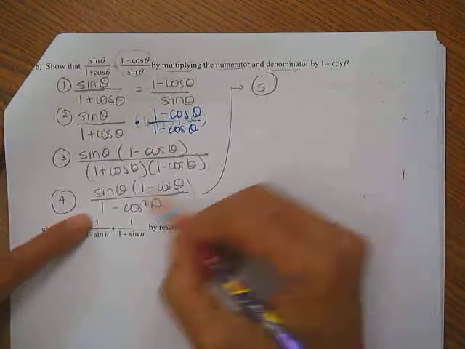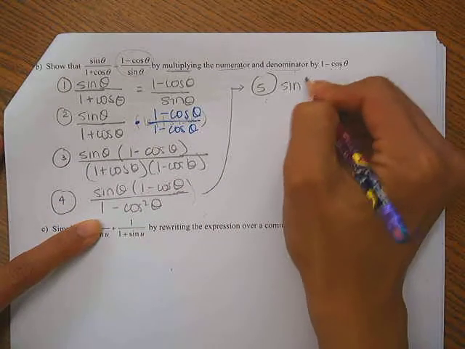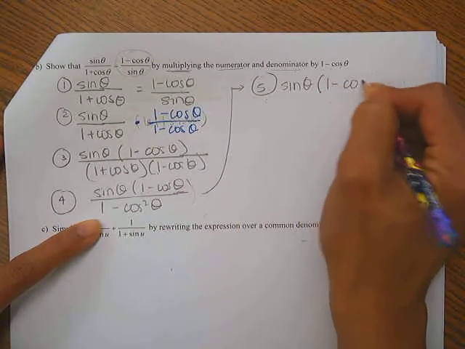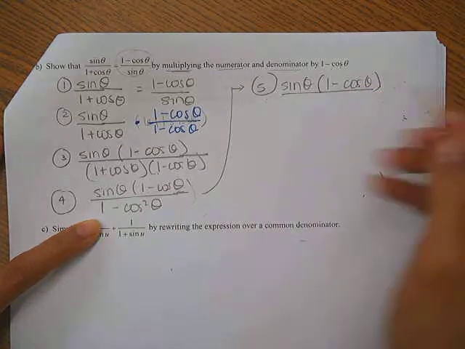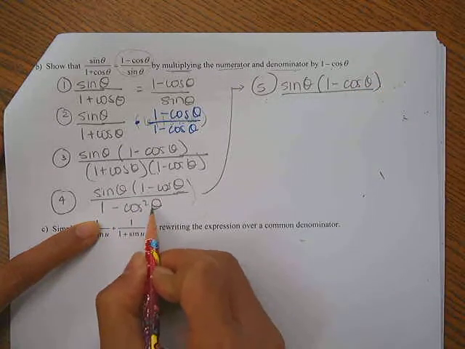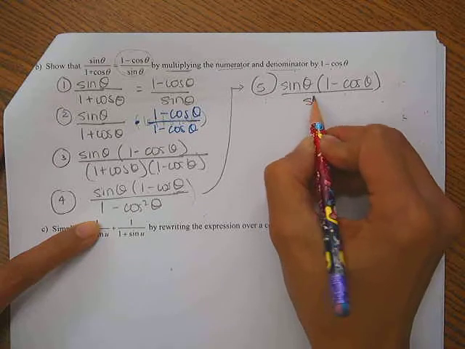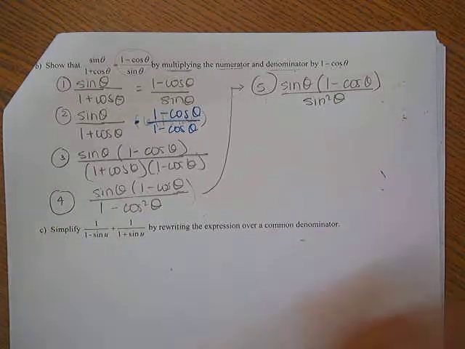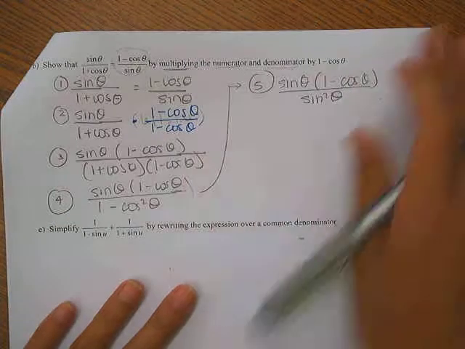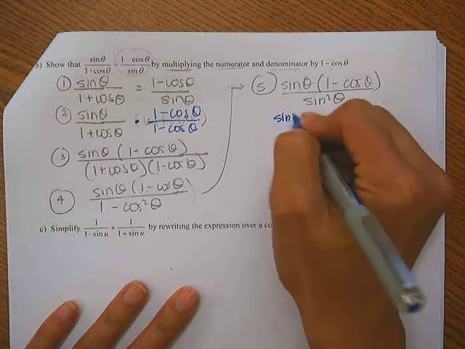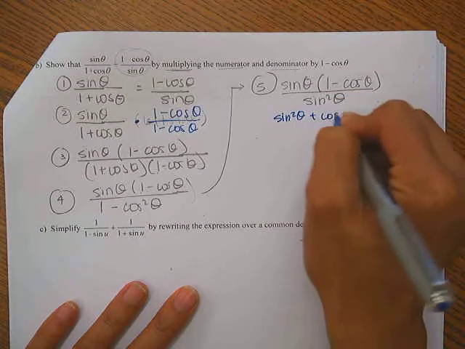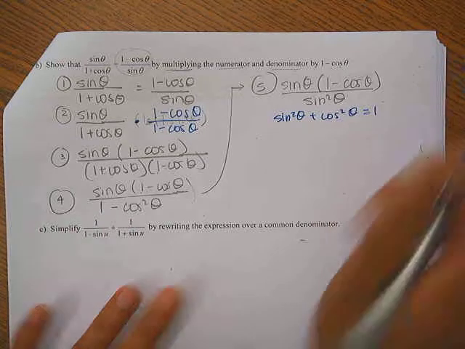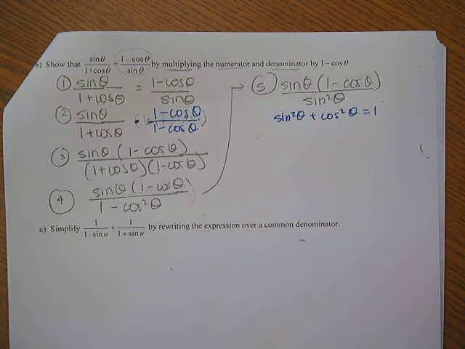Okay, so I'm going to rewrite the numerator. Sine of theta times 1 minus cosine of theta all over... Now, 1 minus cosine square of theta turns itself into sine square of theta. And here's where I'm going to write my identity so the teacher knows what I'm using. Sine square of theta plus cosine square of theta equals 1. Okay, this is when I'm using my identity and not just algebra.